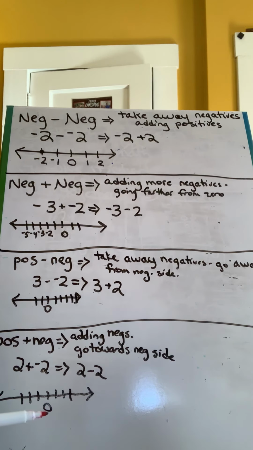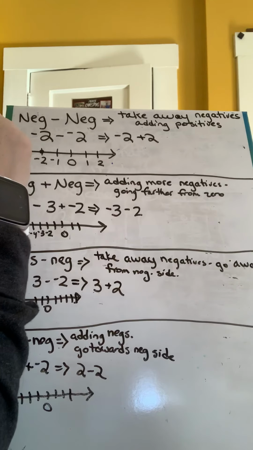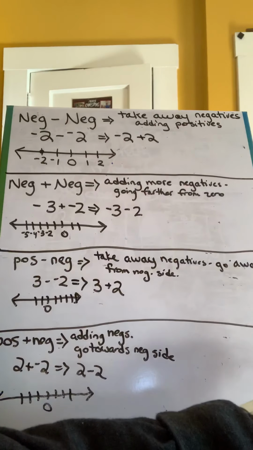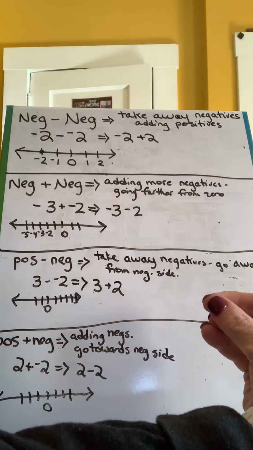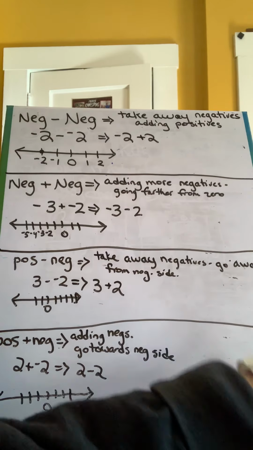So in this video, we're going to be talking about adding and subtracting integers. And integers is just a fancy mathematical way of saying positive and negative numbers. Let's first start out by looking at if you have a negative minus a negative number. That's kind of like you are taking away negatives. So if you're taking away negatives, you're adding in positives.